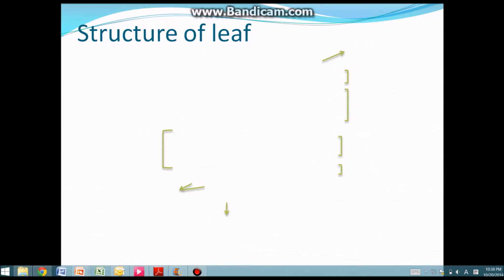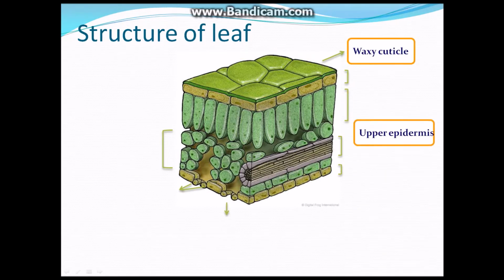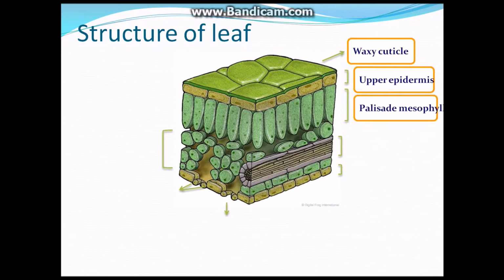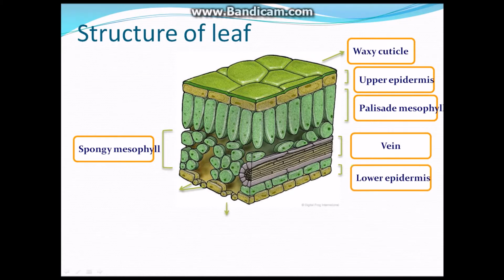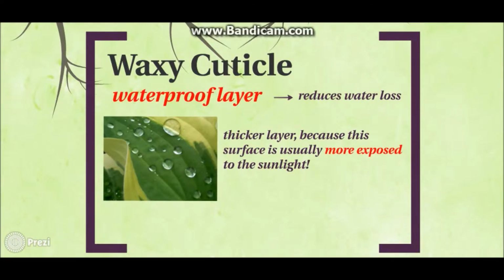When we look at the cross section of a leaf, there are many different types of tissue in the leaf. This is the cross section of a leaf, and from the top it is waxy cuticle, upper epidermis, palisade mesophyll, sponge mesophyll, vein, lower epidermis, stomata, and guard cell. Waxy cuticle is a waterproof layer that cuts down the water lost by evaporation. It is thicker on the upper surface since this surface is usually more exposed to the warming rays of sunlight.